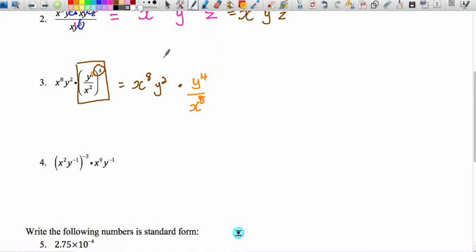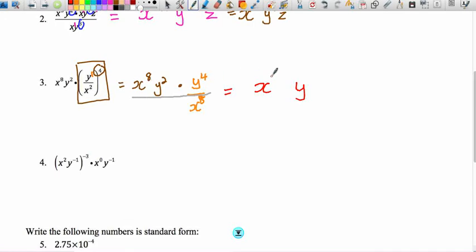Okay, and then what you can hopefully see here is we have multiplication and division. We can simply extend the division line, and then the problem looks very much like example 2. And so I'm going to proceed in the same way. I'm going to write down my 2 bases, which are x and y, and I'm going to subtract the exponents.